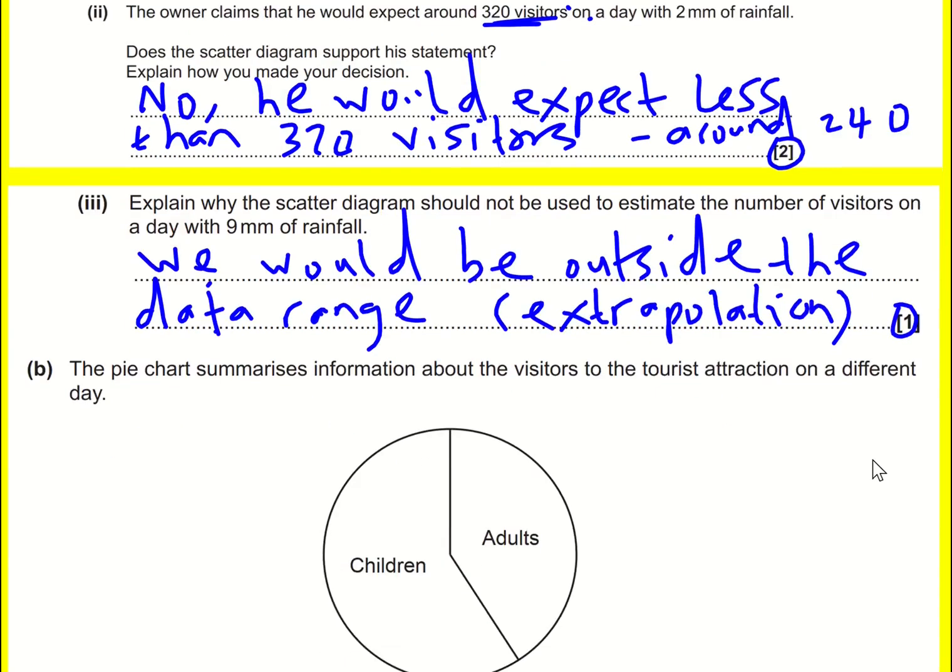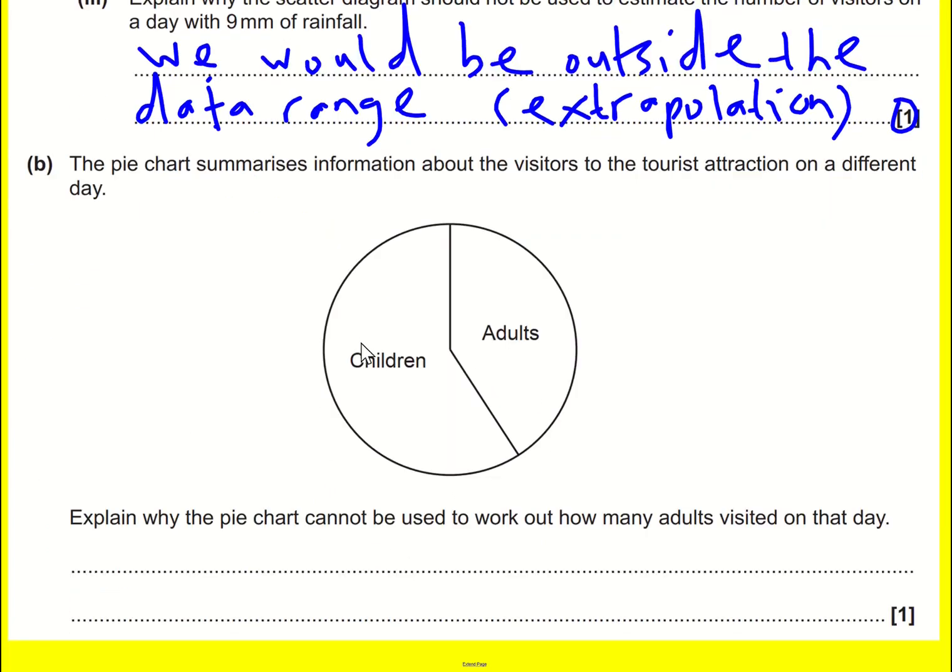The pie chart summarizes information about the visitors. Explain why it can't be used to work out how many adults visited on that day. Well, a pie chart doesn't tell you the number of people. It tells you the proportion or the percentage. So the pie chart, I just need to write it down basically.